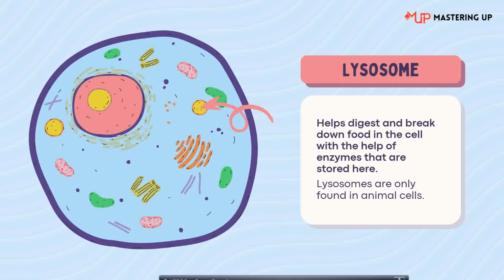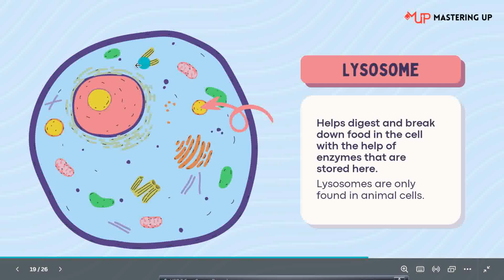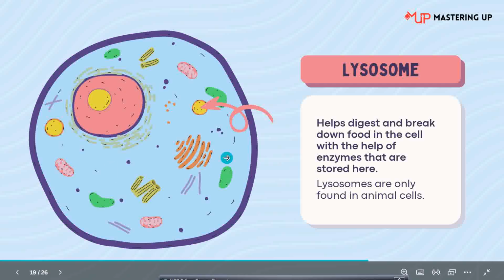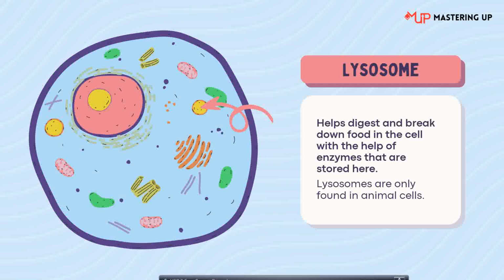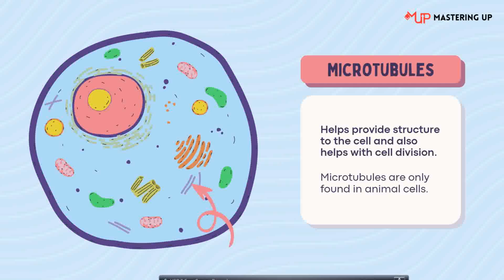These enzymes help in the digestion of the complex biomolecules that are present inside the cell, and when these hydrolytic enzymes that are present inside the lysosomes are released into the cytoplasm of the cell, these enzymes can digest the whole cell itself, or destroy the cell itself. That's why they are called the suicide bags of the cell, and it is only present in animal cells.